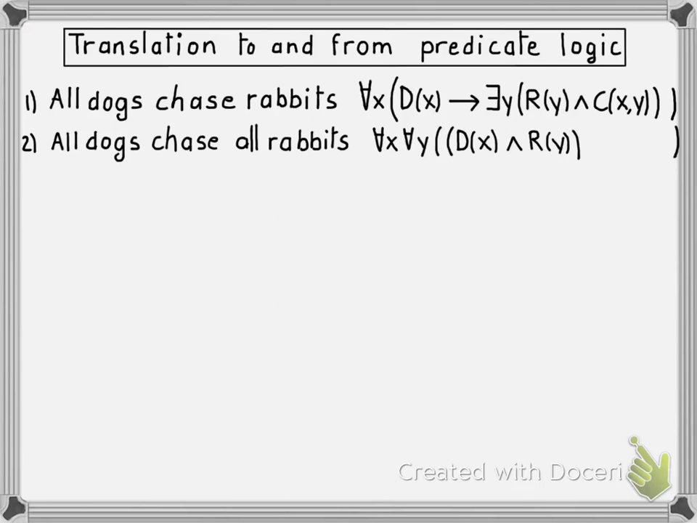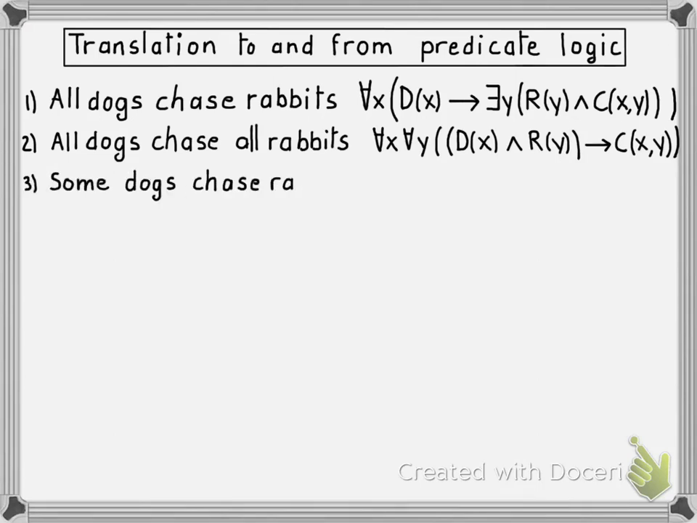So I have this condition here which says x is a dog and y is a rabbit. And if that's the case, I can infer that x chases y. In other words, every dog x chases every rabbit y. Or, as it says here in predicate logic, for all x, for all y, if x is a dog and y is a rabbit, then x chases y.